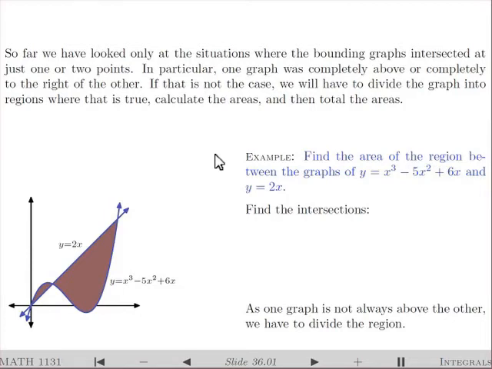There are two ways to handle this. One, which looks nice but is not very useful for evaluation using the fundamental theorem, is to actually write down what the height is. If I take any vertical strip, in this portion, the height is 2x minus x cubed minus 5x squared plus 6x. In this portion, it's x cubed minus 5x squared plus 6x minus 2x. So we have to change the order of subtraction. I can say just take the absolute value.